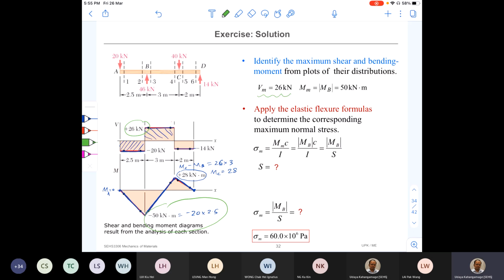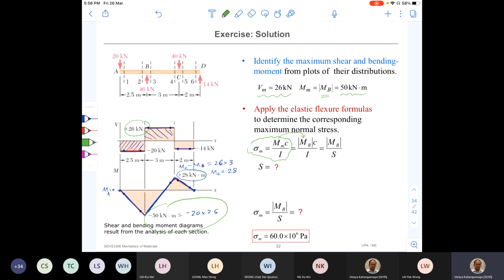So that's what I mentioned here. Maximum shear force is 26 kilonewton. Maximum bending moment happens at point B. The magnitude of that bending moment is 50 kilonewton meter. Now, knowing the maximum bending moment, I can use my bending formula. Sigma max is equal to the maximum bending moment times C over I. Here the maximum bending moment M is at MB, right?